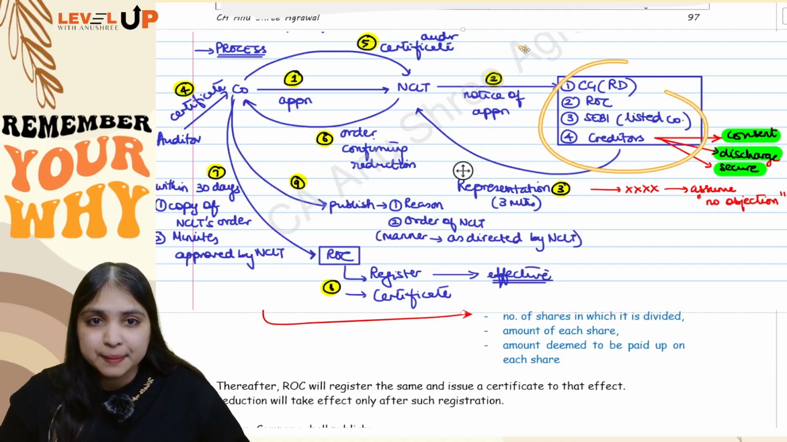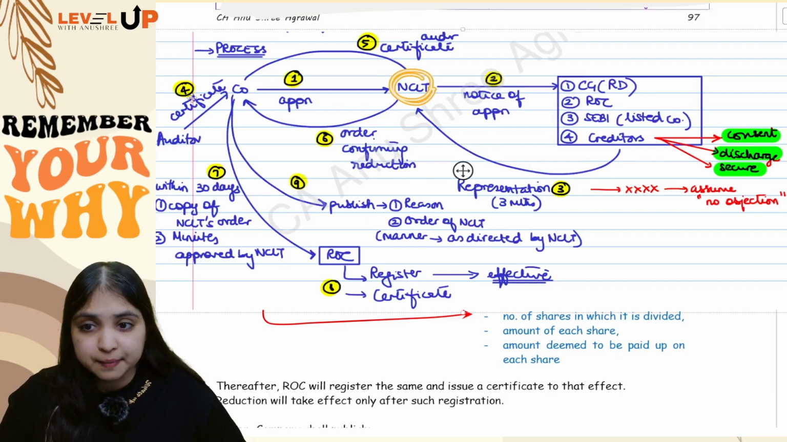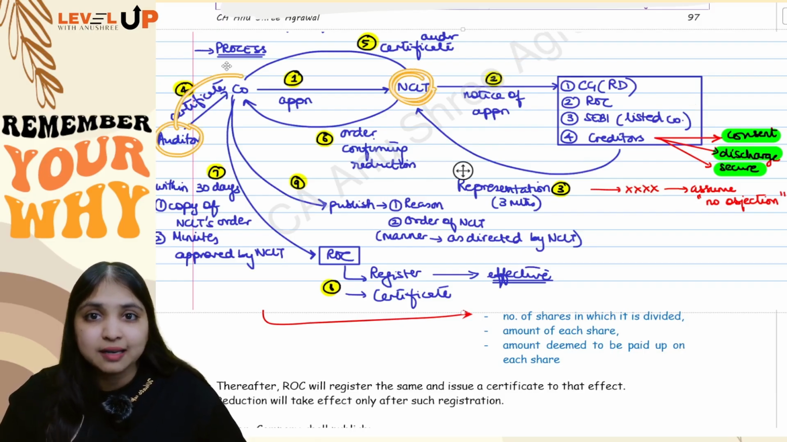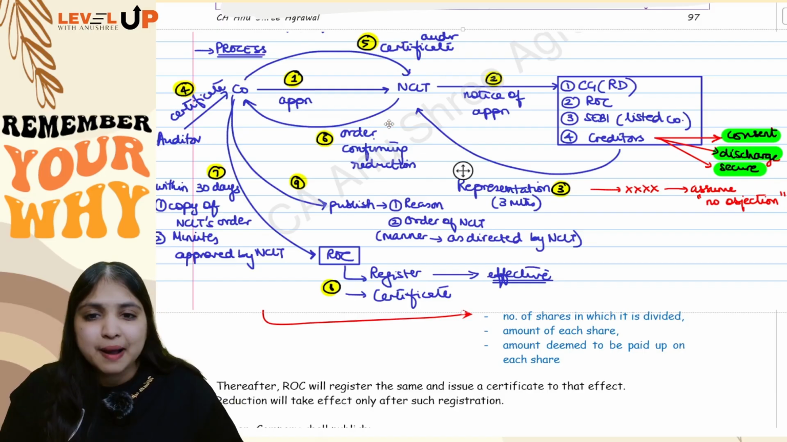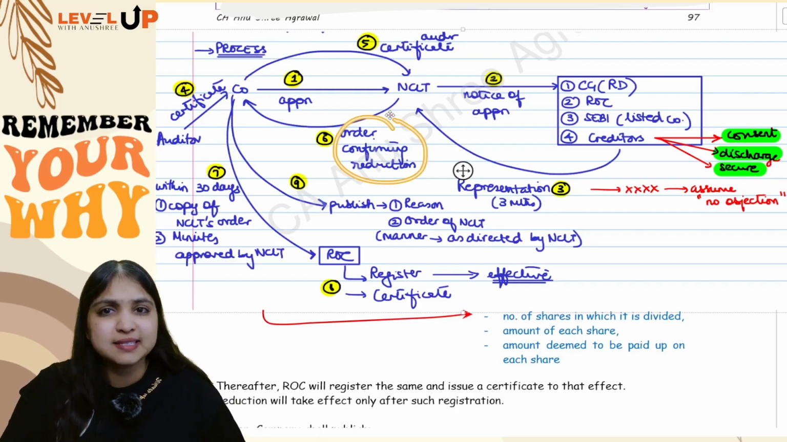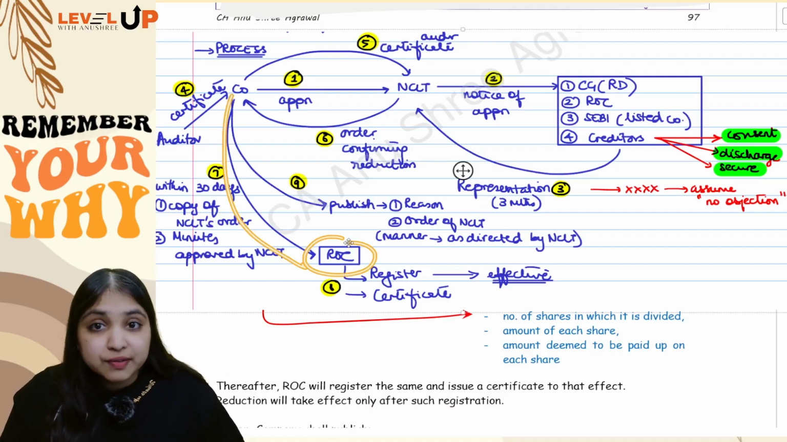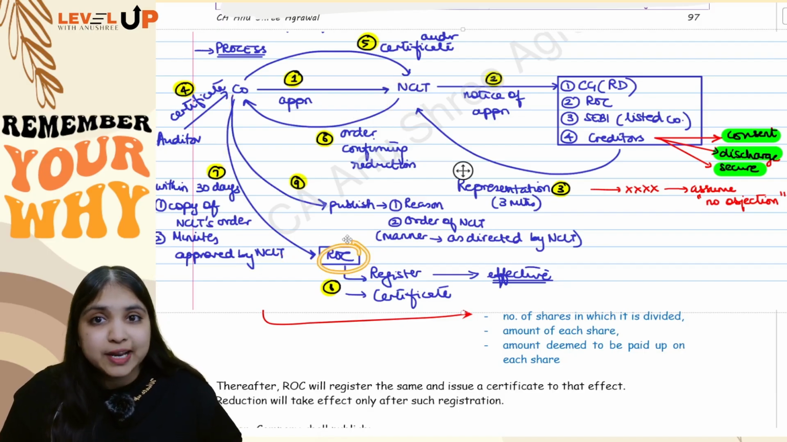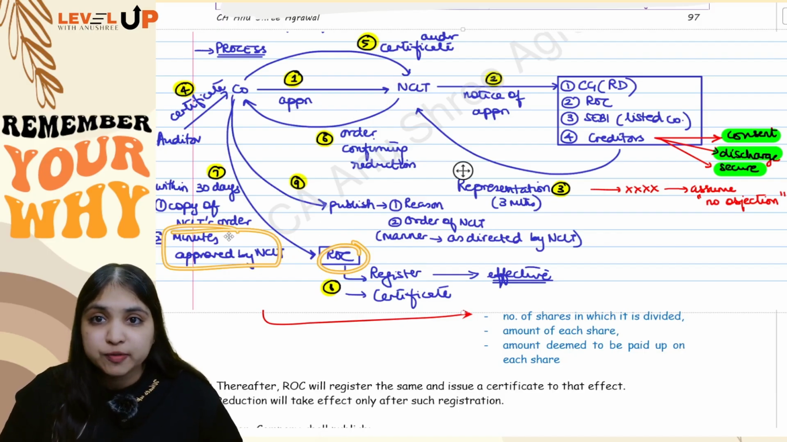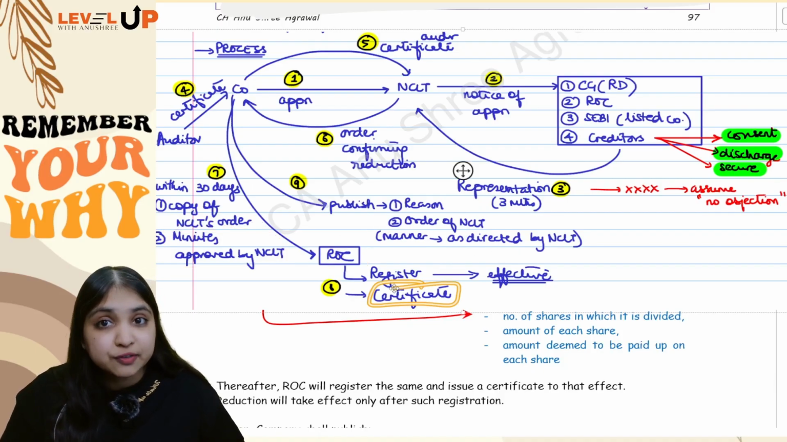So once these 4 people are settled, once they are happy, then NCLT will be worried about the accounting treatment. So the auditor will give a certificate saying that the proposed accounting treatment is as per the applicable accounting standards. The company will file that auditor certificate with NCLT. Now NCLT will pass an order confirming the reduction, telling the company, yes, you can go ahead with the reduction. But the process doesn't end here. The company will have to file with the ROC a copy of NCLT's order confirming the reduction. The company will also have to file with the ROC the minutes approved by the NCLT. Then ROC will register these documents and will also issue a certificate in this regard.